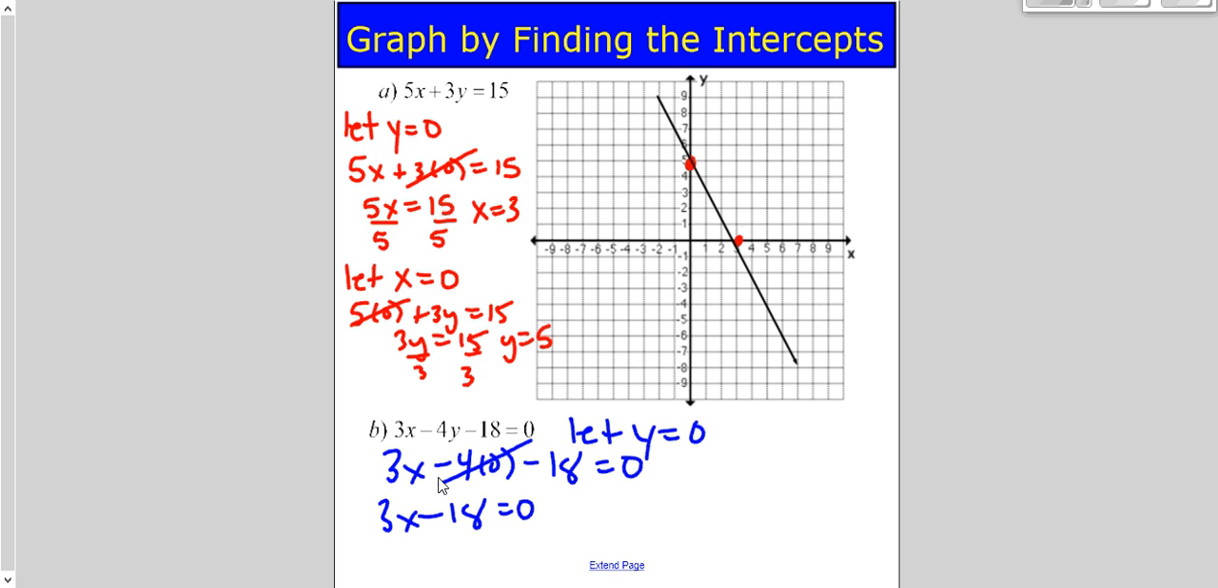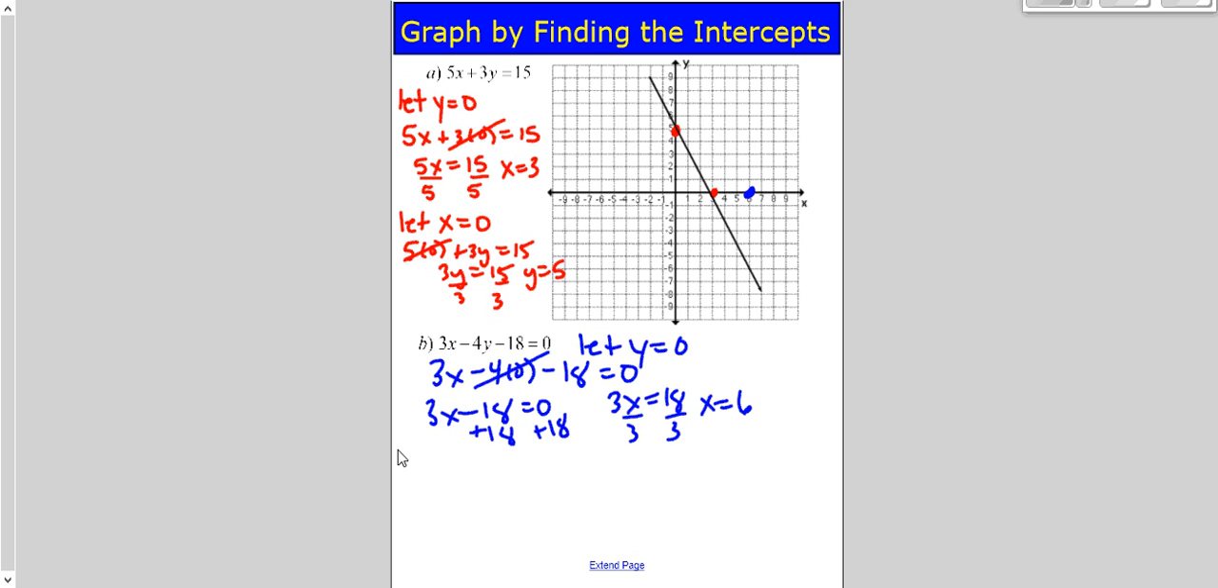Of course, I have to solve this equation. It's just a little equation. I'm going to bring that negative 18 to the other side by adding a positive 18 to both sides. So 3x equals 18, divided by 3, divided by 3, x equals 6. So in this case, x equals 6 is right here.